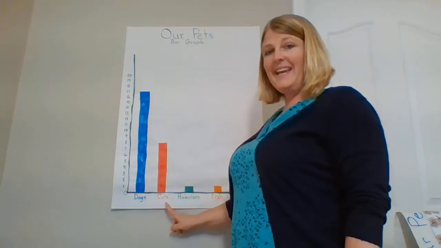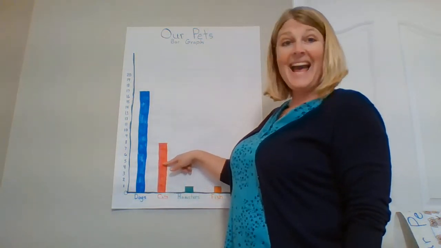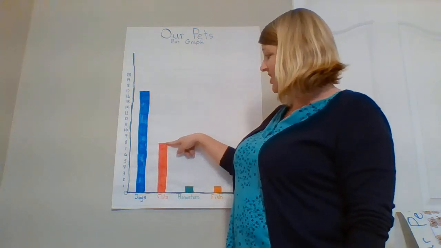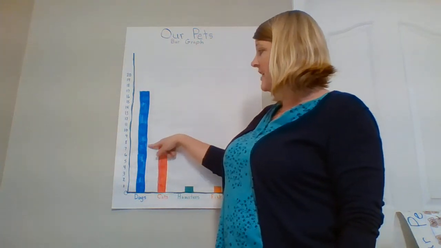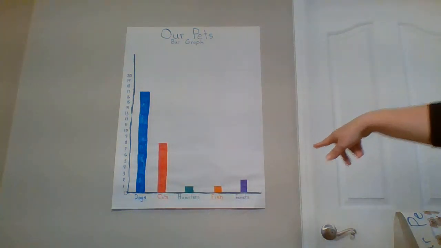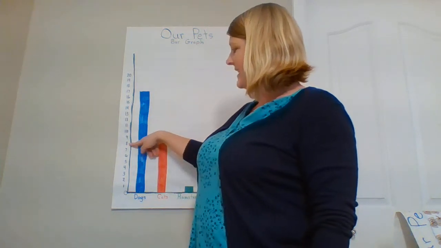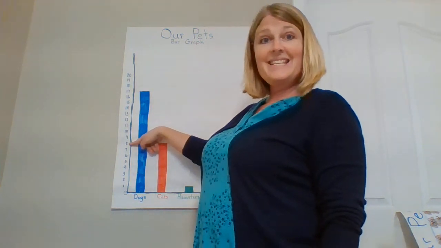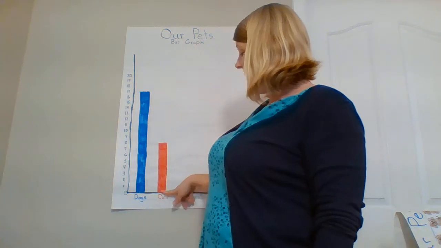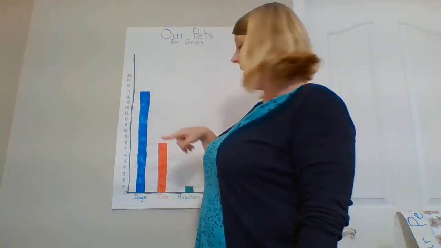Then I can move to the cats. Here is my bar that shows how many cats our class has. And it stops right here. If I go across that bar, I see it stops at the 8. And that tells me our class has 8 cats in it. Okay, we have 8 cats.